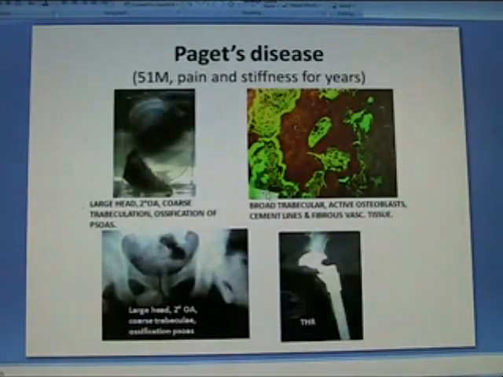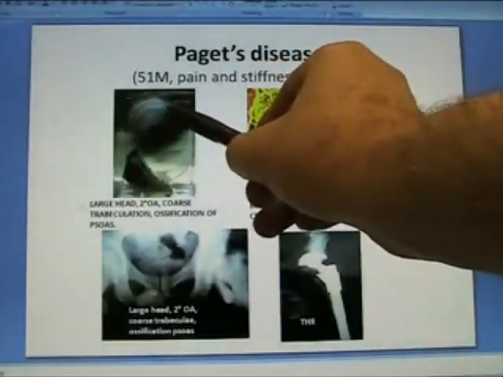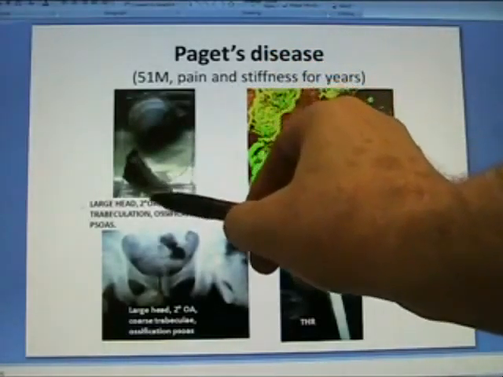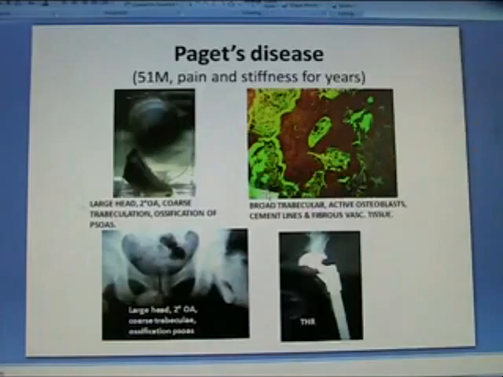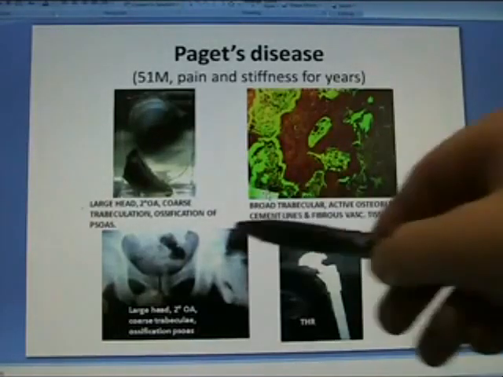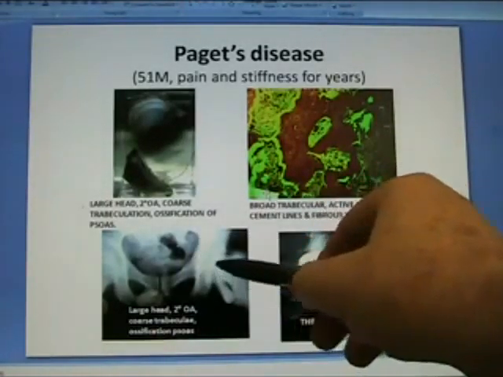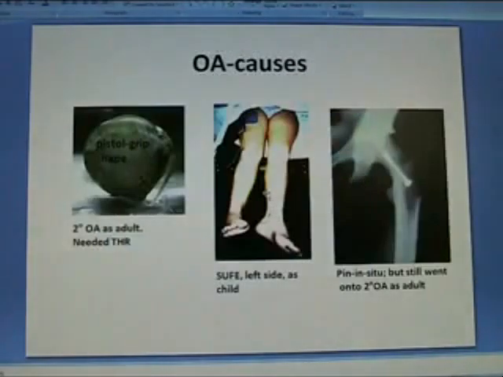Paget's disease, very common, need to know this. Abnormal formation of bone, probably a viral infection. Although it's excessive bone, it's weak bone. Leads to deformity, deformity of the femoral head, bone formation. Deformity, abnormal or excessive loads across the joint, early destruction. Destruction of the hip joint, hip replacement required.